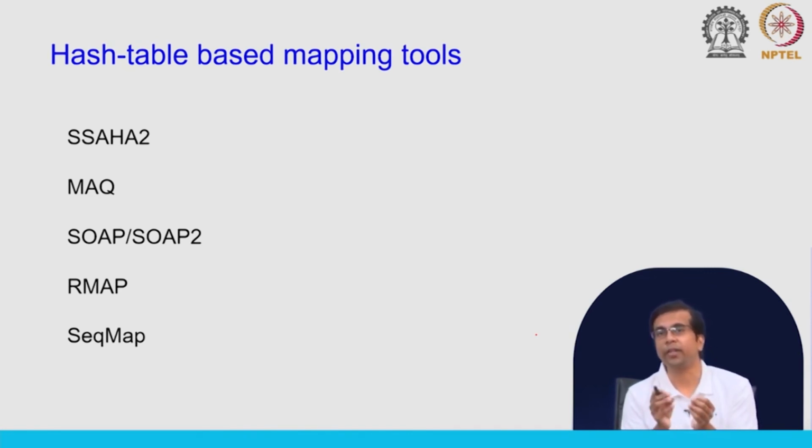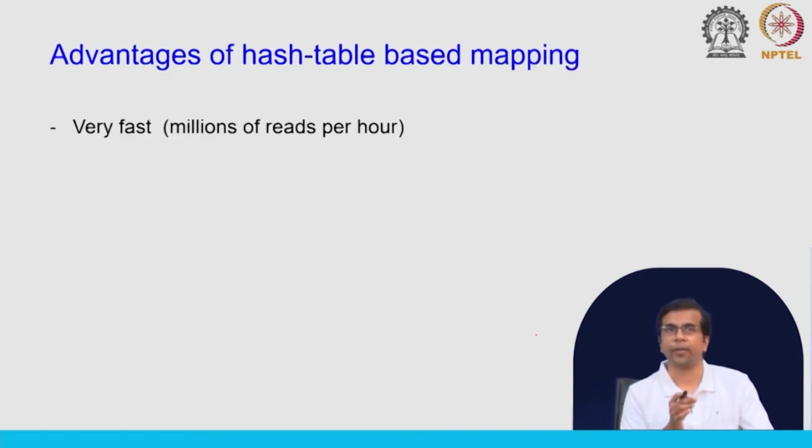So you can of course have variations in the implementation process, and probably you can also add a few bits of optimizations here and there, right. So this is why you have so many of these algorithms. Okay. They combine different ways of doing the same thing, but they are based on the same algorithm that we have just described. Okay. So what are the advantages of hash table based mapping?